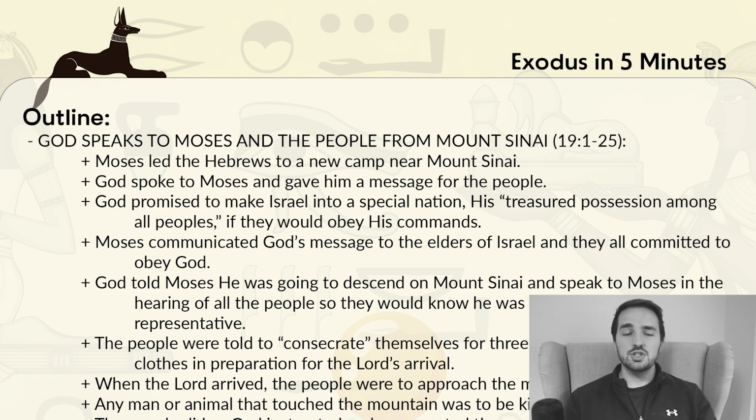God speaks to Moses and the people from Mount Sinai. Moses led the Hebrews to a new camp near Mount Sinai, as we just mentioned. God spoke to Moses and gave him a message for the people. God promised to make Israel into a special nation, his, quote, treasured possession among all peoples, if they would obey his commands. Moses communicated this message to the elders of Israel, and they all agreed that they would obey God. They would enter into this covenant with him.